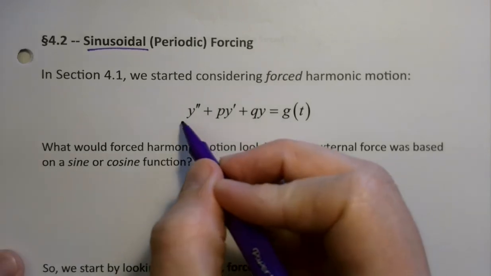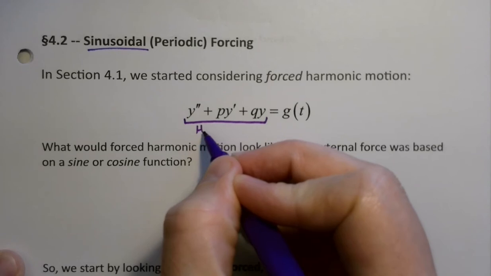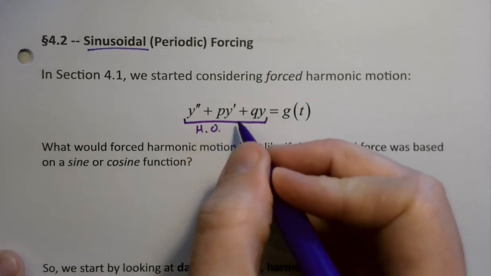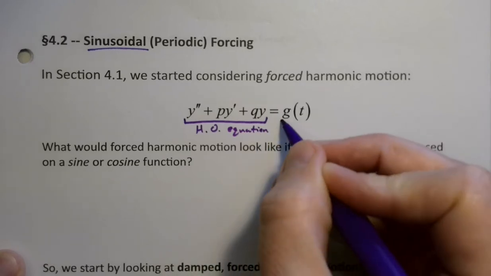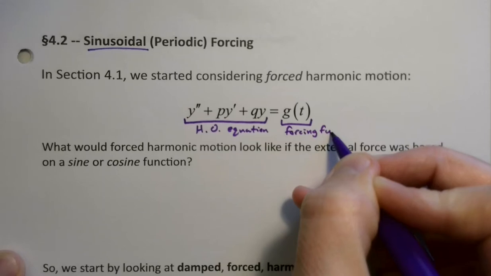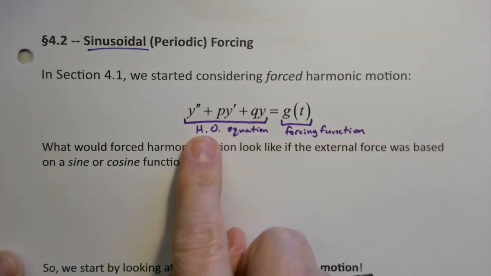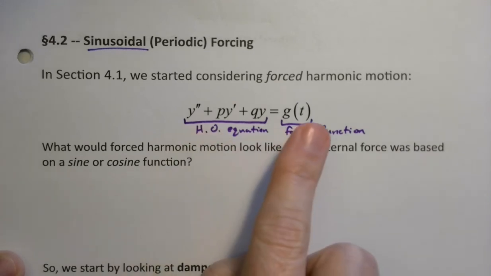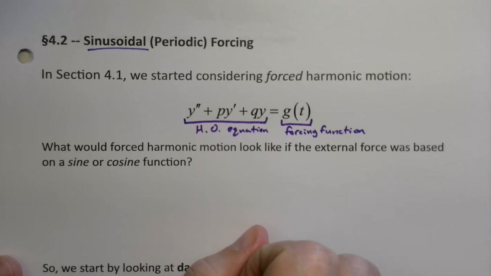And if you remember, the left-hand side, this is our harmonic oscillator equation. And the right-hand side, that amounts to our forcing function. So the left-hand side is telling us all the information we need to know about our harmonic oscillator, but the right-hand side is telling us about whatever kind of outside forcing function there is.